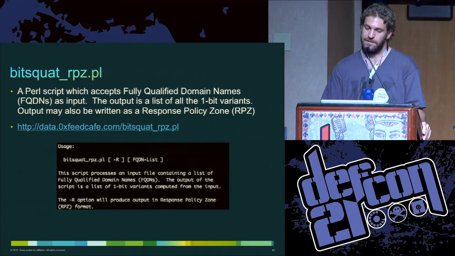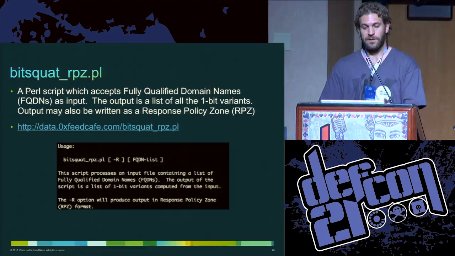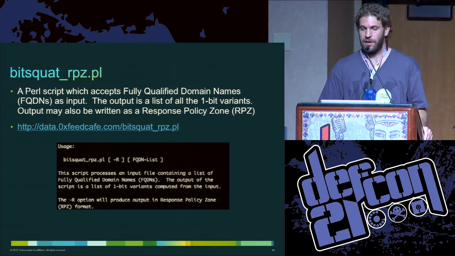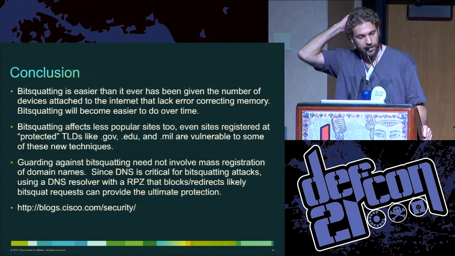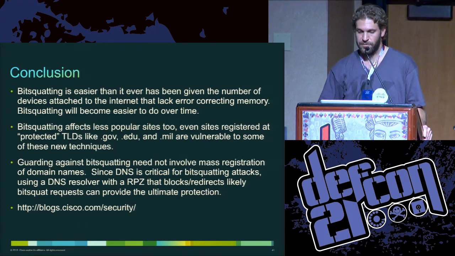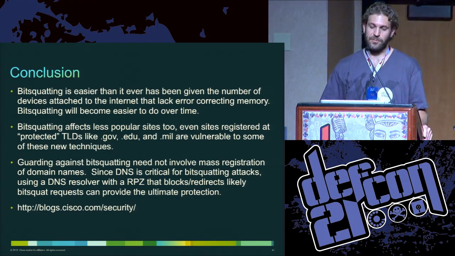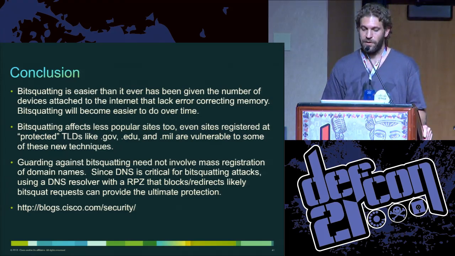And to that extent, we do have an RPZ generation script. If you have a list of fully qualified domain names you want to turn into an RPZ and deploy on your resolver, we're releasing a Perl script to help you do that. It's also going to be available on the Cisco blog page. I've got a blog post that's coming out in about 10 minutes, and you'll be able to download the code from there as well.